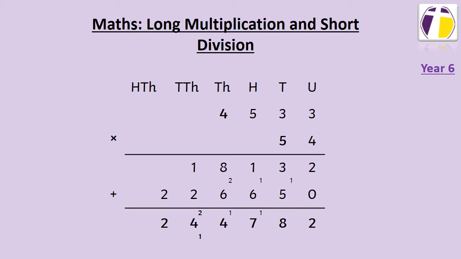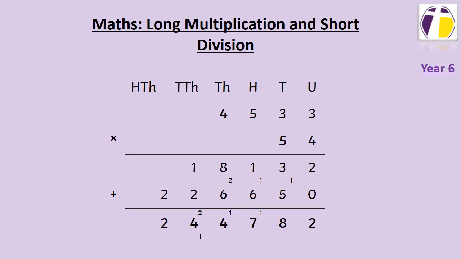In maths this week, we have been looking at long multiplication and short division. Have a look at the calculation on the screen. 4,533 multiplied by 54. For the top row of our multiplication, we multiply our number, 4,533, by the ones column, or the units.